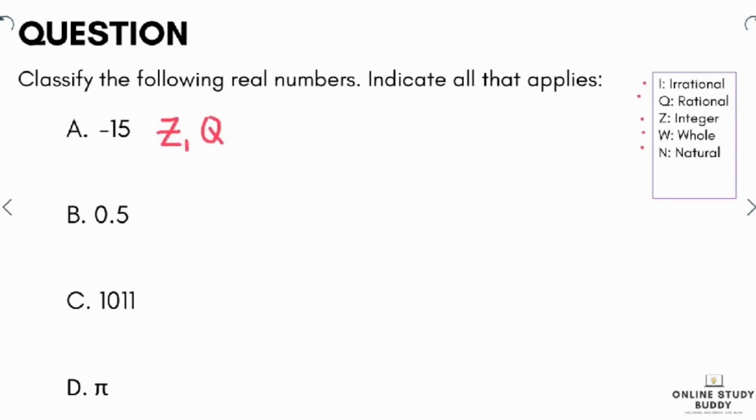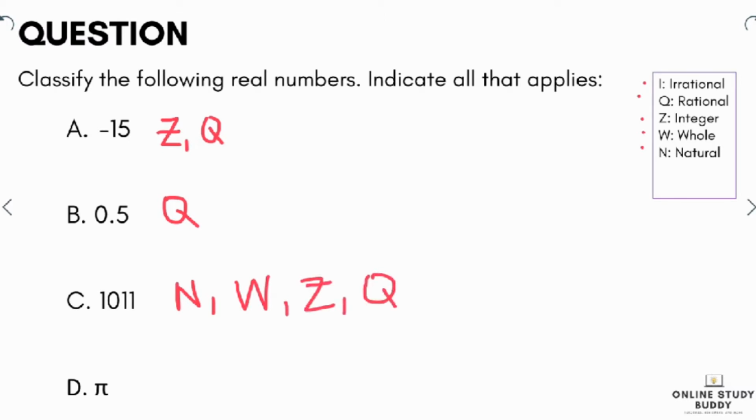Next, 0.5. So we all know that 0.5 can also be written as 1/2. So since this number can be written as a fraction, it is a rational number. Next, 1011. So yung 1011 naman, we know that it is a natural number. So since it is a natural number, it is also a whole number, an integer, and a rational number.